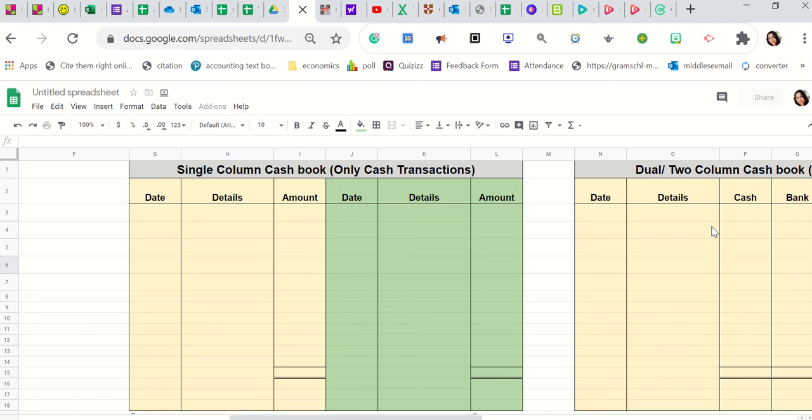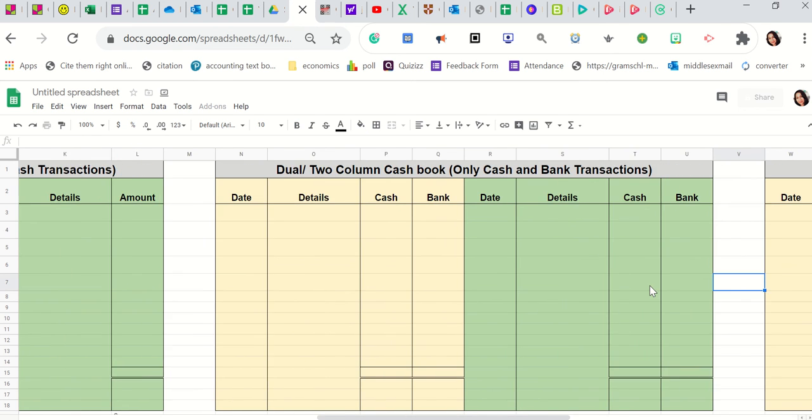Let's have a quick look at the three different formats of cash book. The first type is single column cash book where only cash transactions are entered. Your left side would be your debit side and the right side will be your credit side.